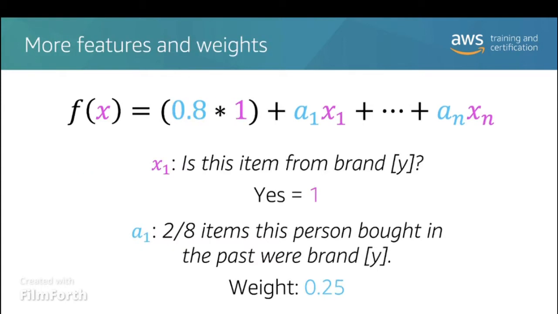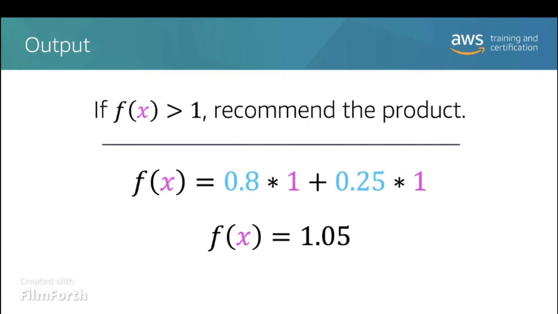The second feature has to do with whether or not a product is from a particular brand. The product is from that brand, so that converts again to a 1. The second weight says that since 2 out of the 8 items this person bought in the past were from that brand, that results in a weight of 0.25. If this was a very simple model, this is what you'd end up with. Let's say the standard for whether or not to recommend is if the final value is greater than 1. The model performs this calculation and finds the final value to be 1.05. Therefore, this product is an acceptable recommendation.